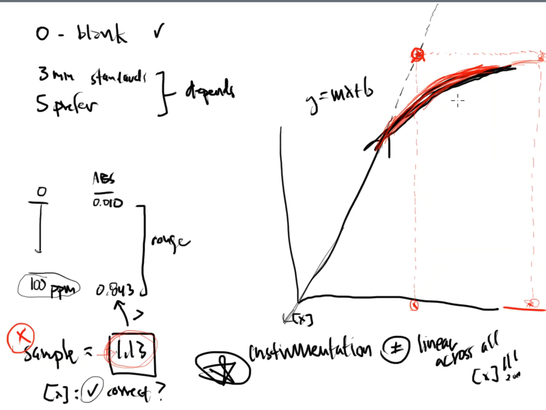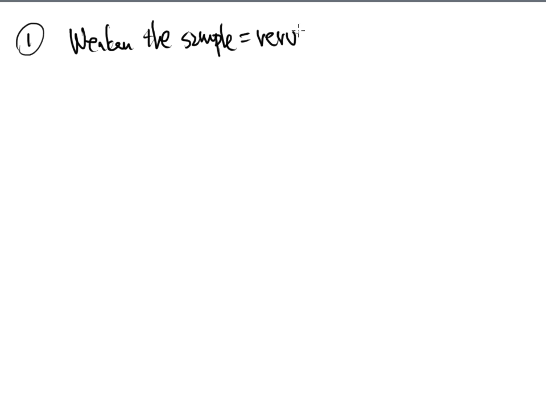And I do not want to take the chance of my signal, whatever it is from the sample, to fall in the non-linearity part of the curve. Because of that, I want to make sure that my sample stays within the signal range of the standards. I have to. So how can we fix it? Well, there's two things that you can do. Number one, you can weaken the sample and then rerun it. That's typically what's done most of the time.